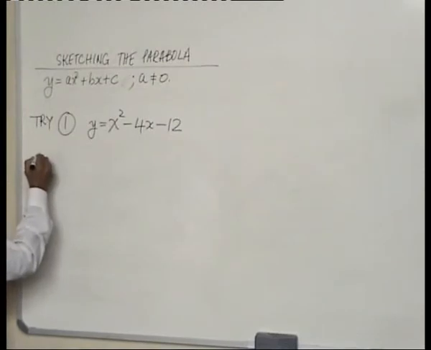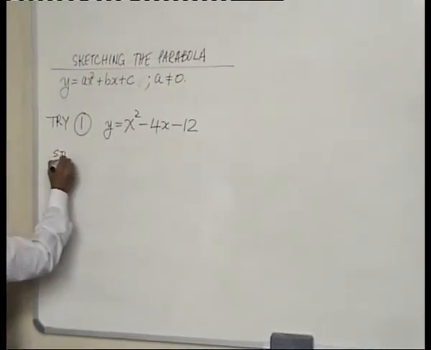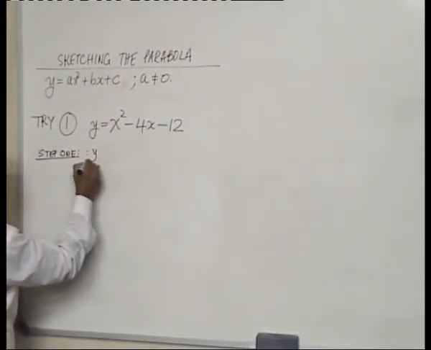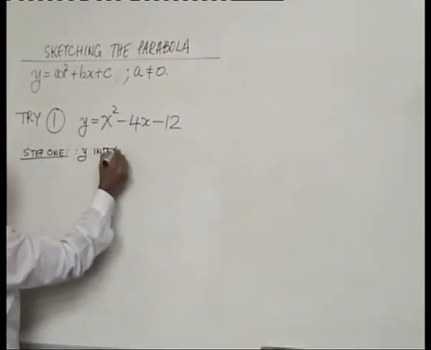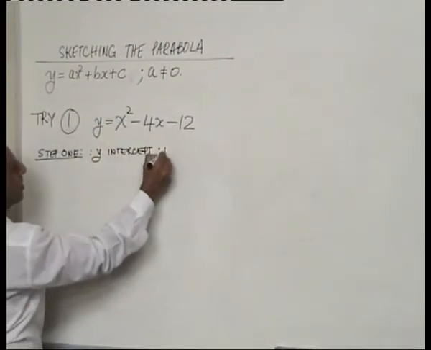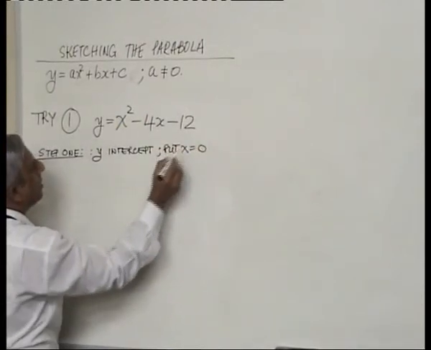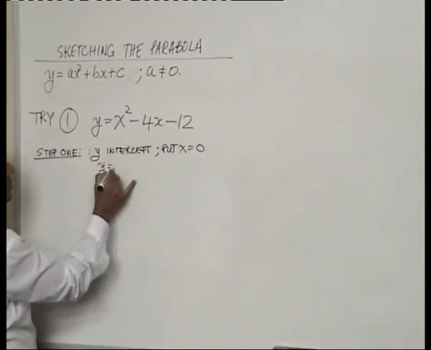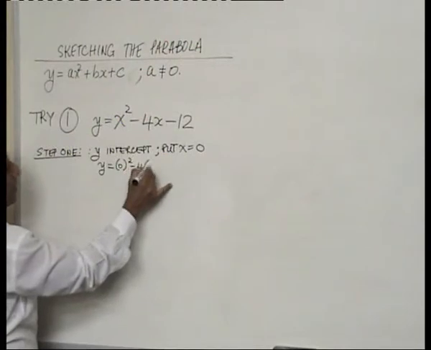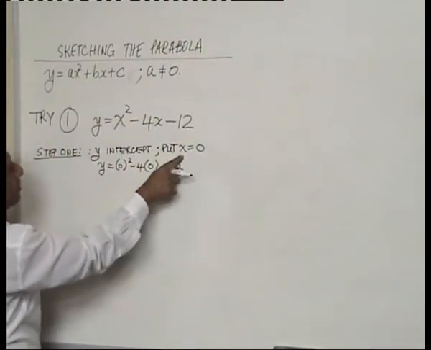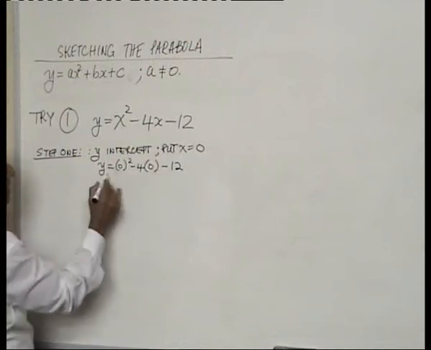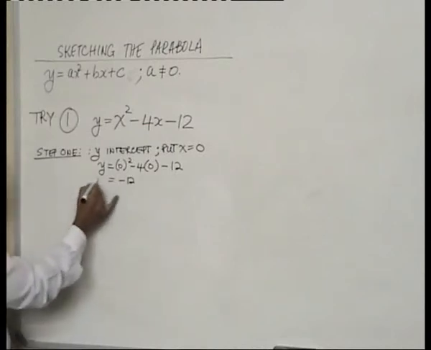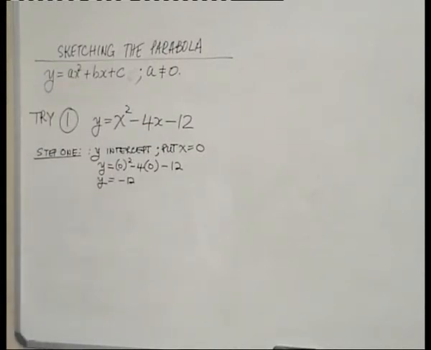Alright, welcome back after all that hard work. So step 1, you were trying to find the y-intercept. You put x equal to 0. Now you are smart. If you put 0 here and you put 0 there, you end up with y is equal to 0 squared minus 4 into 0 minus 12. That gives you a final answer of minus 12. So the y-intercept is equal to minus 12.